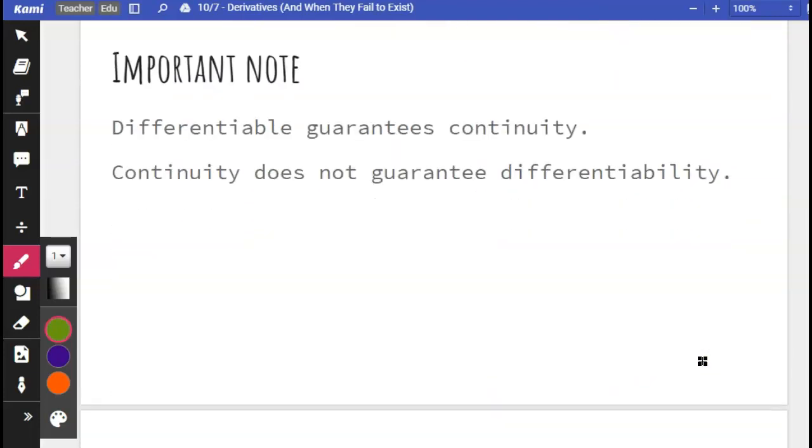I've said it, but let's make sure we write it. Differentiability guarantees continuity, but continuity does not guarantee differentiability. Now when we say a function is differentiable, and they usually will give you an interval, it means that you can find the derivative at any given point in that interval or in that domain.